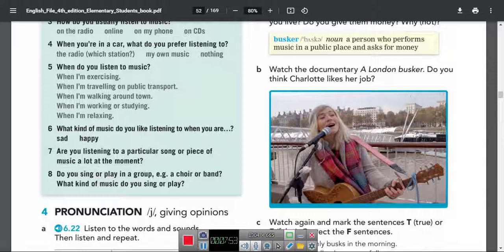Do you sing or play in a group, a choir, band? What kind of music do you sing or play?